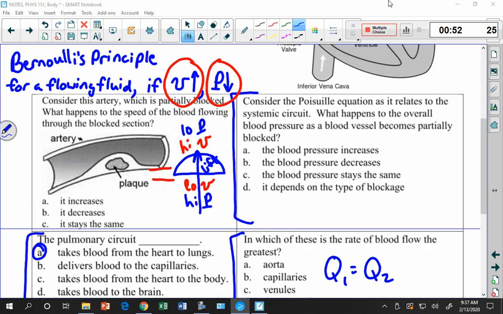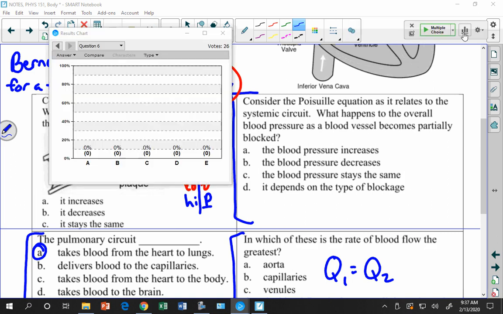All right, let's stop at 1 minute. Okay, A is the right answer.